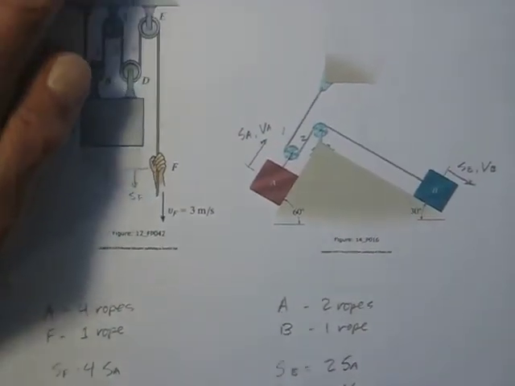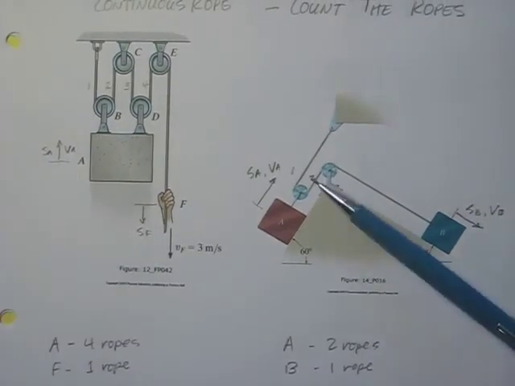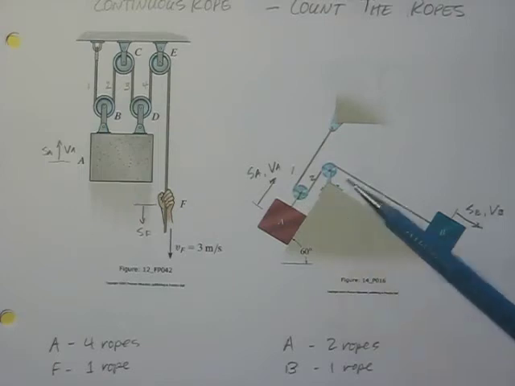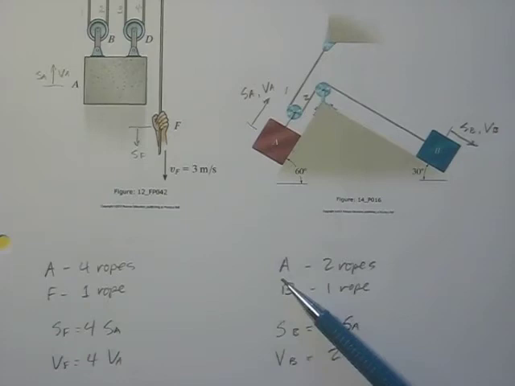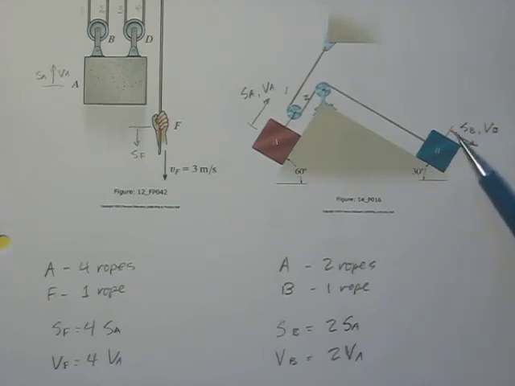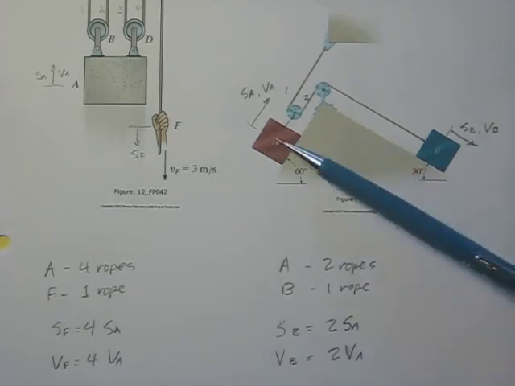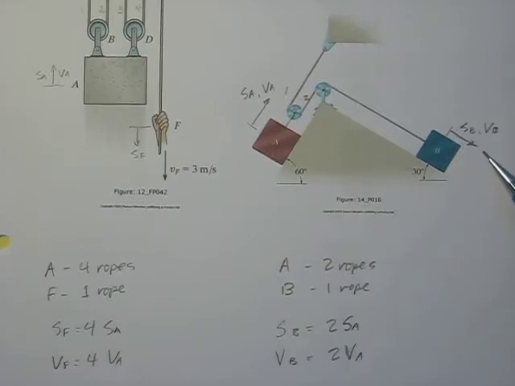All right, same thing would happen in this inclined plane problem, where you have 2 ropes supporting this block with this little pulley system. So there's 2 on this side, 1 on this side, and we just count the ropes. A has 2 ropes, B has 1 rope. The displacement of B on this side is going to go down twice what the displacement of A is. The displacement of B is 2 times the displacement of A. We take the time derivative and we say that the velocity of B is equal to 2 times the velocity of A.